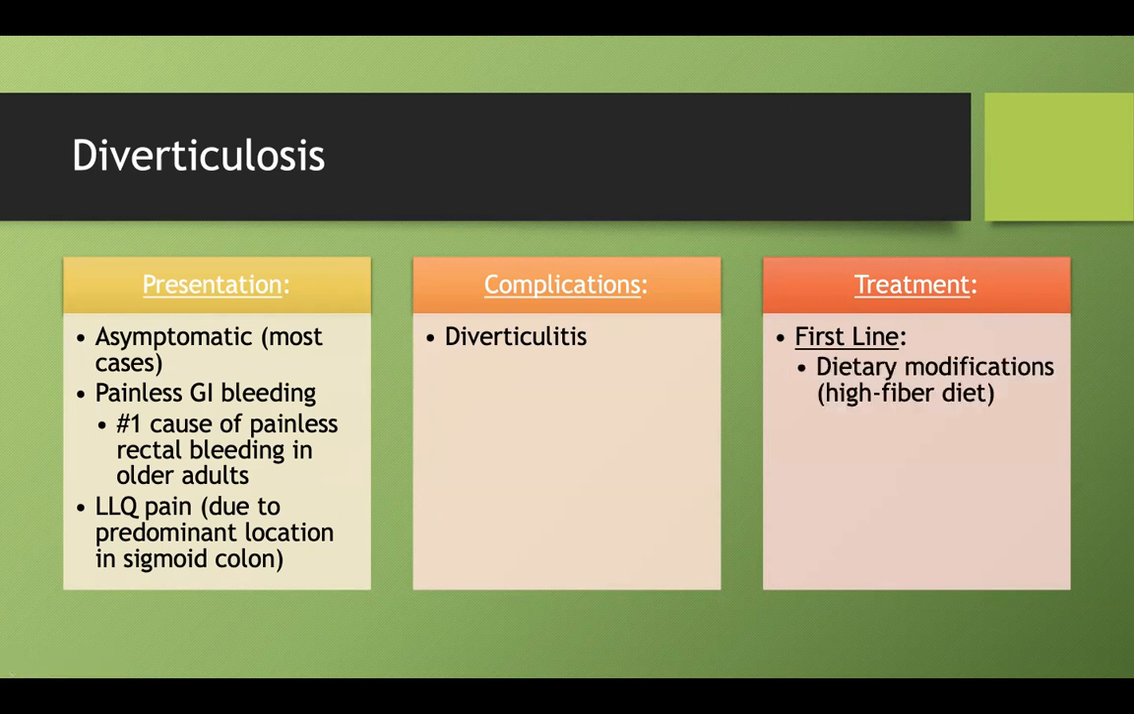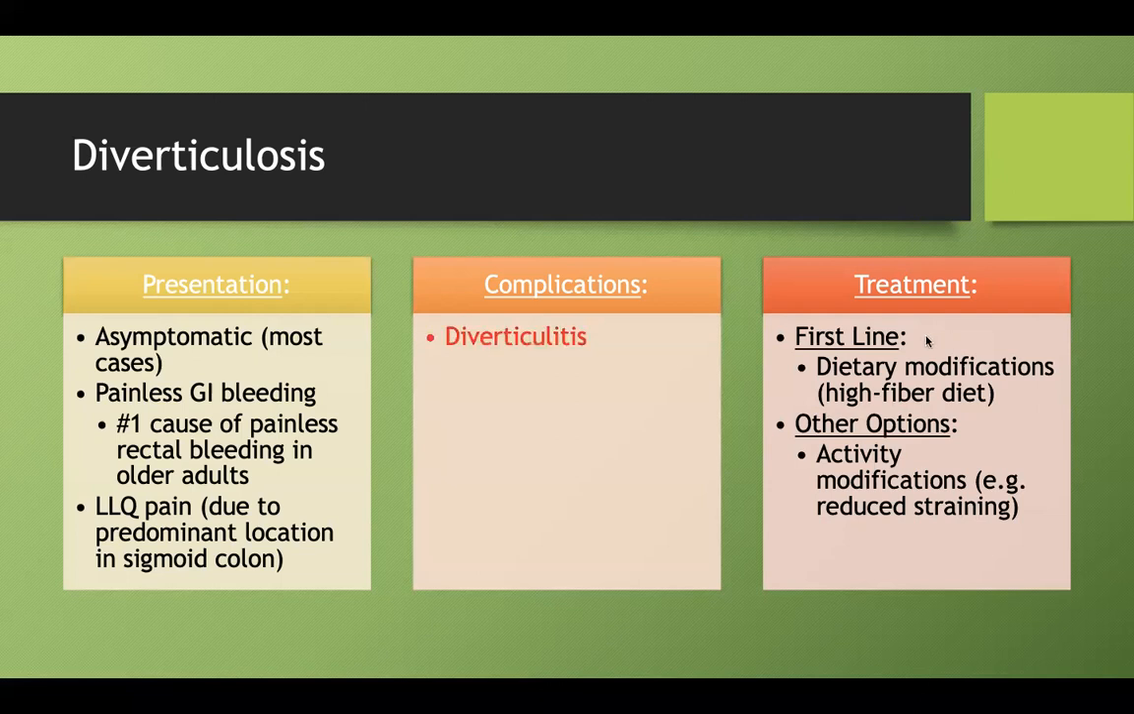Encourage a high fiber diet so that they're less constipated and that you have less wall tension and less diverticuli. You could also consider a few other options, like reduced straining as well as activity modifications. I don't know why they separate these. I guarantee you though, they won't give you both of these as options on a test. They'll just give you high fiber diet, so just go with that one. I don't think they actually have tested the reduced straining as often.